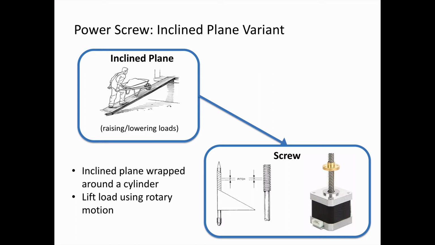A screw can be viewed as an inclined plane that's wrapped around a cylinder. This allows us to lift a load using rotary motion. For example, on the right, we see a lead screw with a brass nut attached to a motor that drives the screw. As the motor rotates the screw, the nut will move up or down.